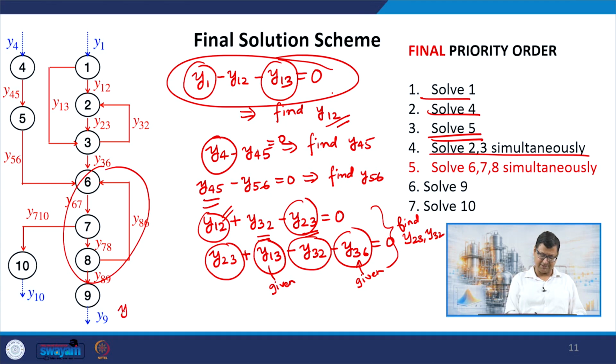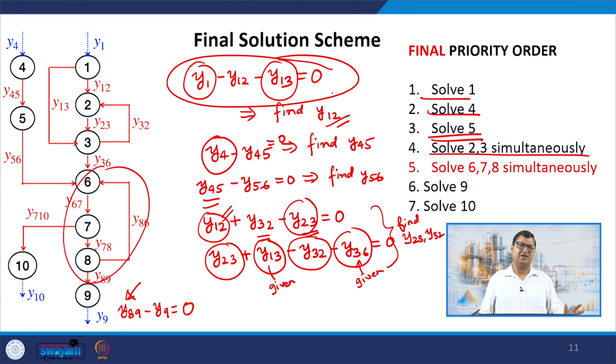For 9 the balance is quite straightforward, y89 minus y9 equal to 0. y89 must come from the solution of 6, 7, 8, or it can also be a given variable, it depends on the context. But nonetheless, this can be attacked maybe towards the end after we have done that.